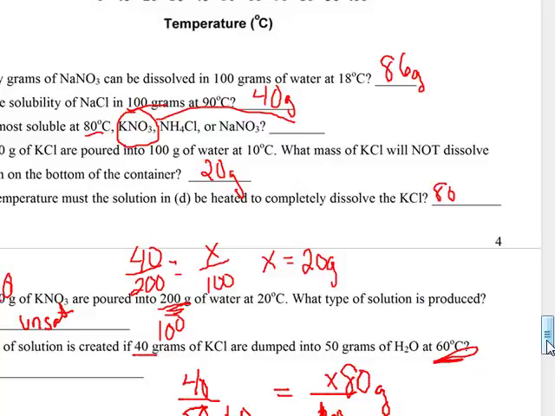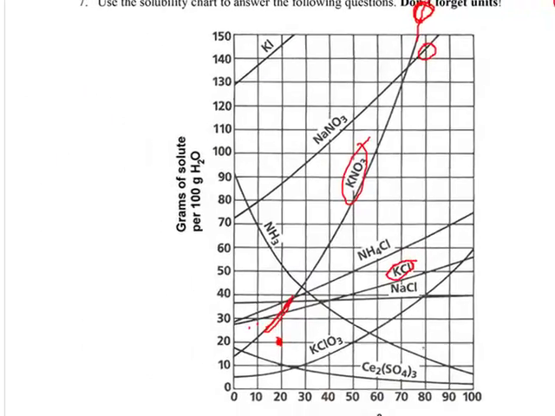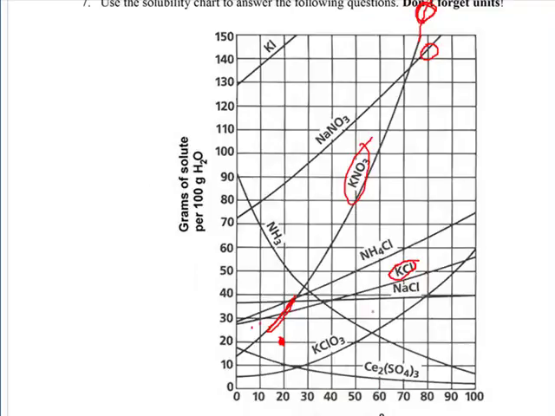And we're dealing with KCl. So let's go find the KCl curve. Here's the KCl. Let's find 60 degrees and 80 grams. So we're way up here. So we're above the line. The line is down here. So we have a lot more there.